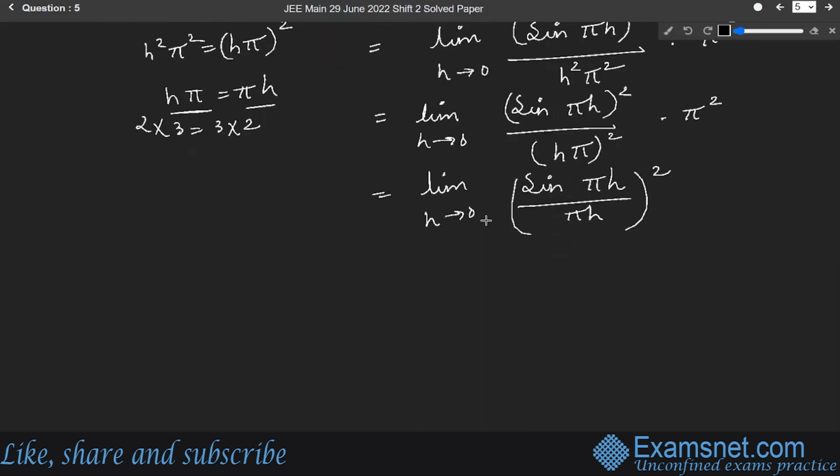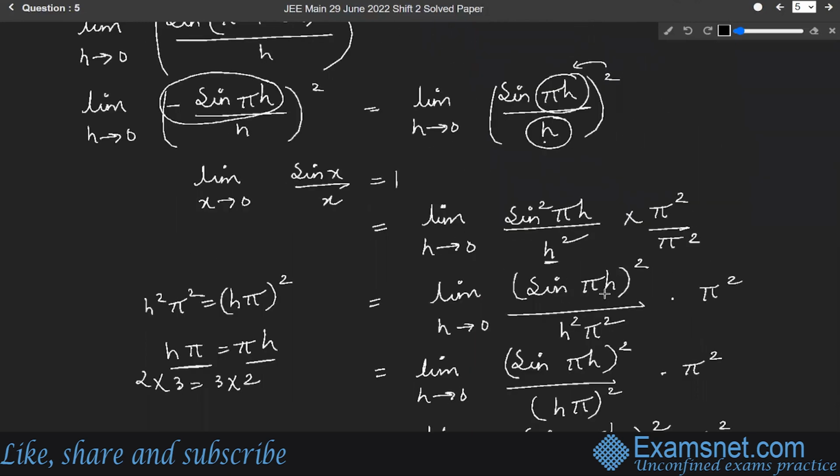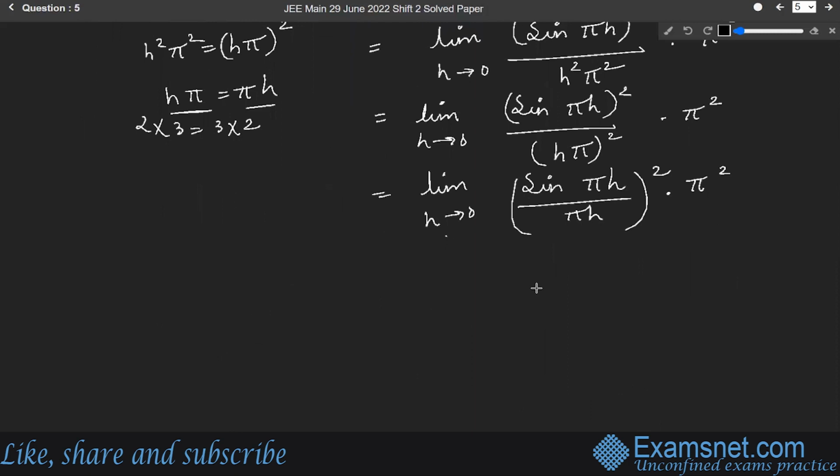So now you can see that we have this expression, which is limit h tends to 0 of sine pi h upon pi h whole square. Now what is the form? We know that if we have limit x tends to 0 of sine x upon x, then it is always equal to 1. You can see that here now both the terms are equal. So it is in the form of limit x tends to 0 sine x upon x, and we know that the value of this term is 1. So if we do its square, then 1 square will also be 1 and multiplied by pi square, right? So 1 into pi square is pi square.